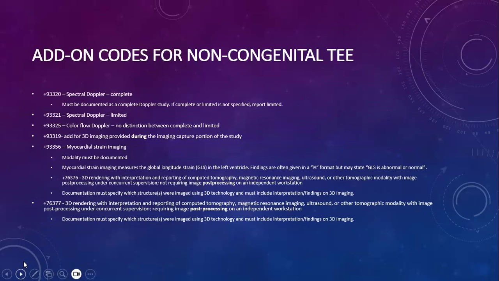Here are our add-on codes for the TEE procedures. As you can see, we've already gone over all of these previously on other slides, so I'm not going to do any particular call outs. Just a quick reminder that you can bill the 93319 with your TEE procedures if it is done during, and I made sure to bold during. If it is done as post-processing, you can bill the 76377. So just make sure you look at the documentation appropriately to see whether it was done during or post-processing.